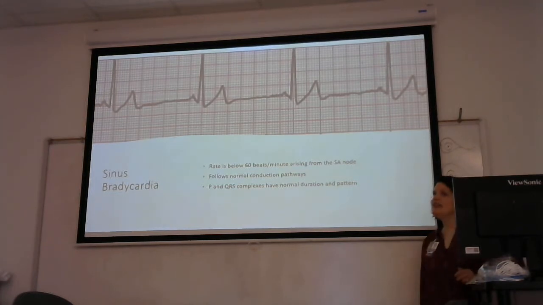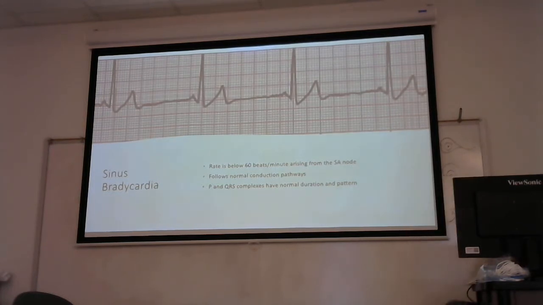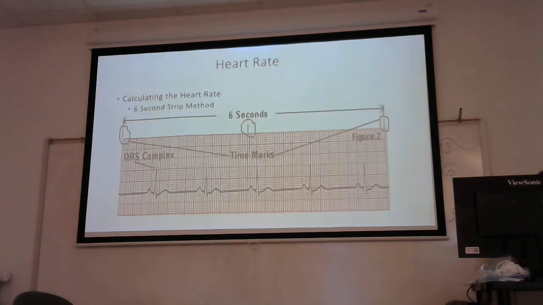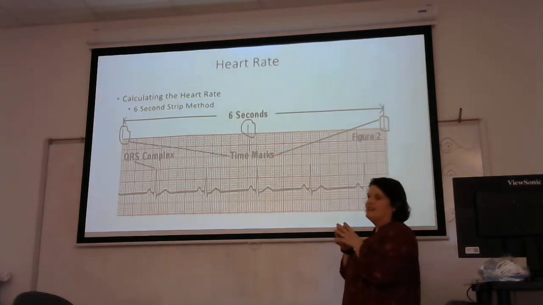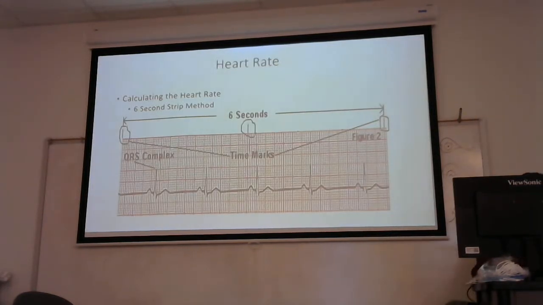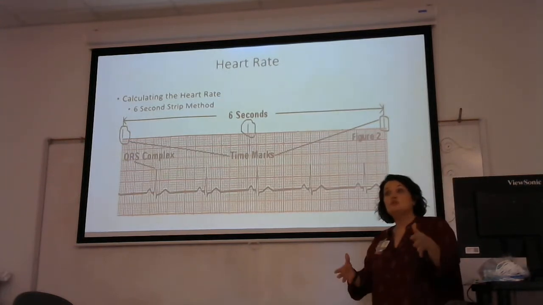Hey, we got to start at the beginning. Right, exactly. Okay? So now that you know how to determine the heart rate, let's talk about the rhythm. That's the next thing you look at. When we're looking at the rhythm, what we're doing is measuring the R to R's to see is it regular or is it irregular. That's what we're looking for.